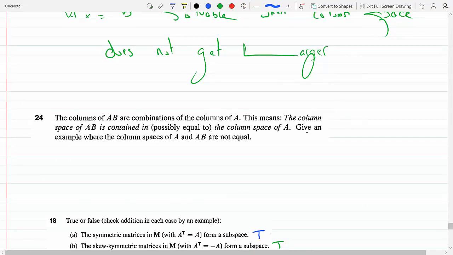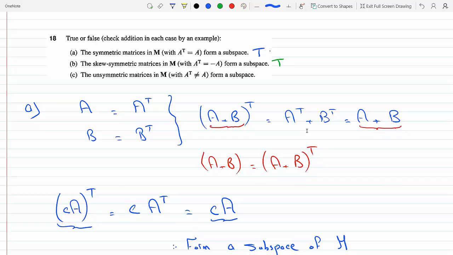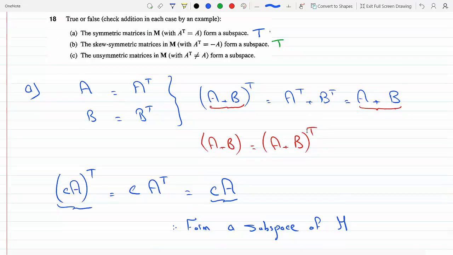Okay, for part C, it says the unsymmetric matrices, meaning where A transpose does not equal A, do they form a subspace? In other words, would this be closed under addition? Would you be able to add two unsymmetric matrices and get a matrix that is symmetric? If you can, then you're not closed under addition and therefore you can't form a subspace. The easiest way to start with this question is to come up with a counterexample to prove that you're not closed under addition.